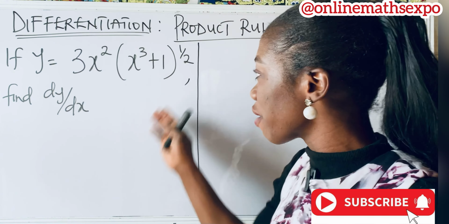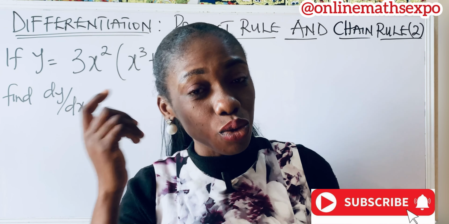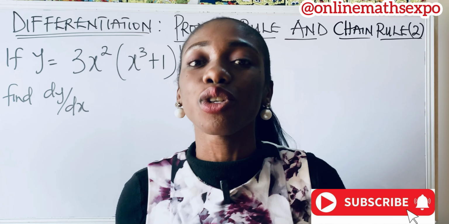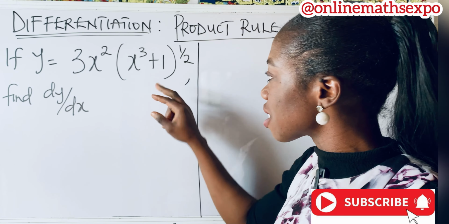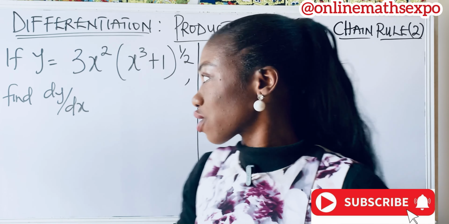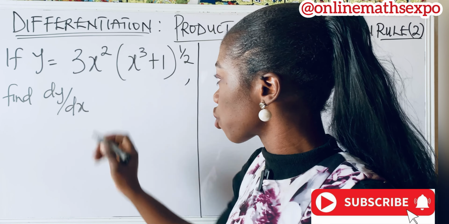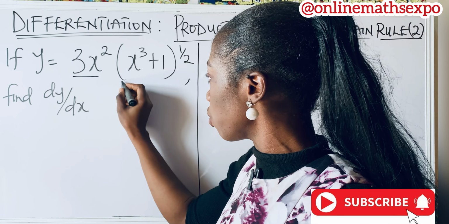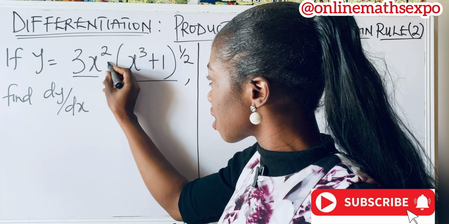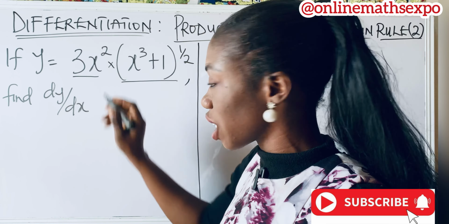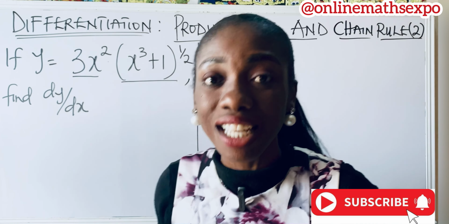Now, look at what we're given to find dy dx. You will be like, what do I do? Now, I'm going to show you what to do. In this question, when you look at it, you will notice these are two functions multiplying each other. When you have two functions, you notice the operation here is multiplication. So these are two functions that are multiplying each other.